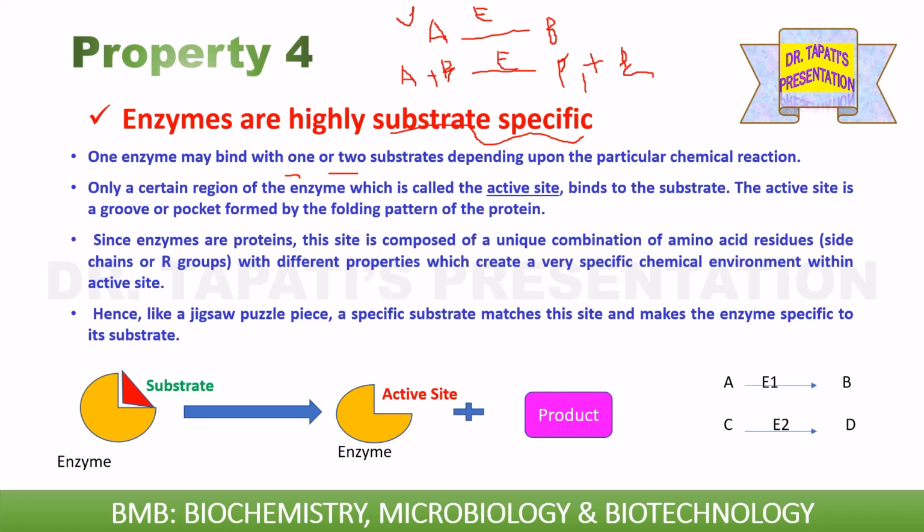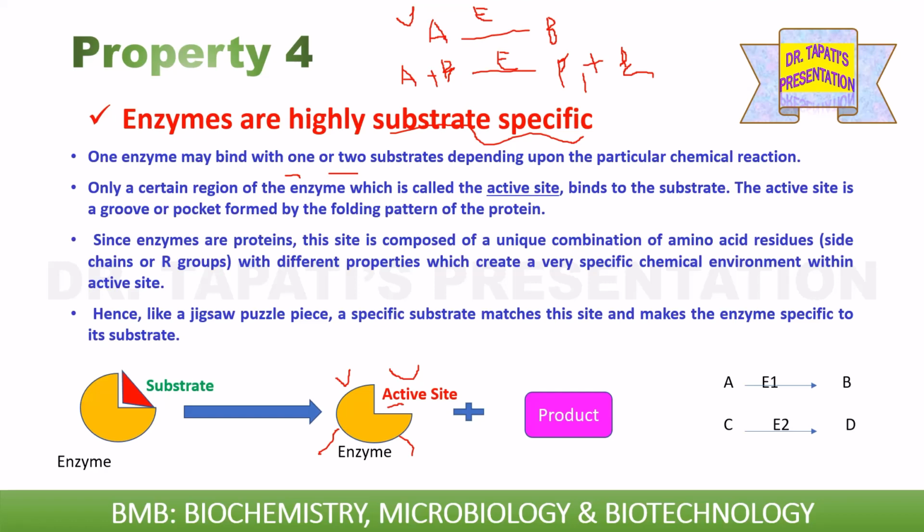Only a certain region of the enzyme, which is called the active site, binds to the substrate. See, this is a model of an enzyme. Here, this portion is the active site. Substrate can only bind at the active site, not here or here and there. The active site is a groove or pocket formed by the folding pattern of the protein.